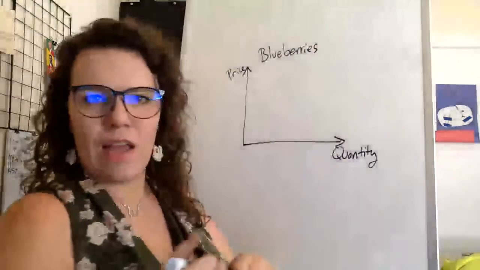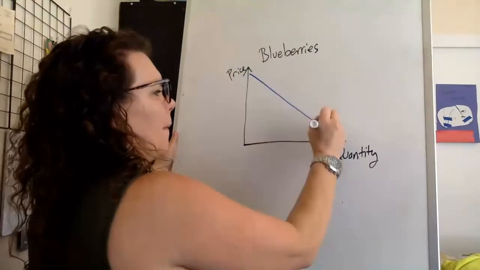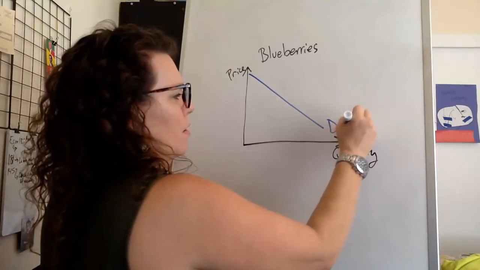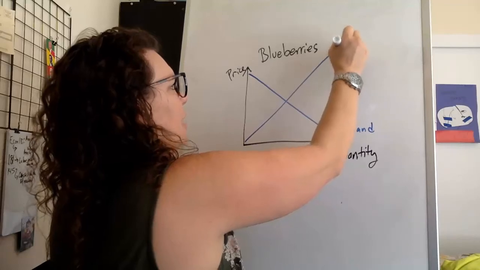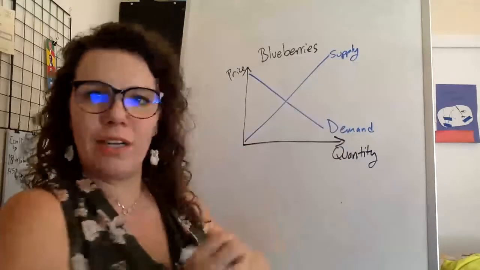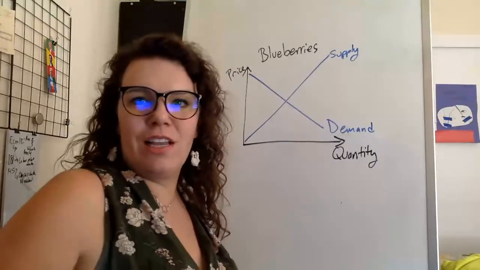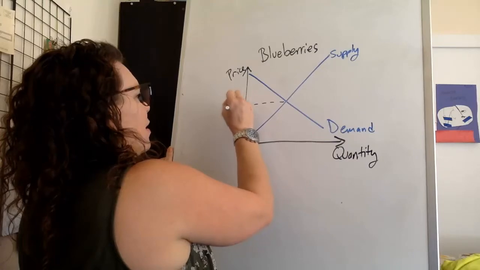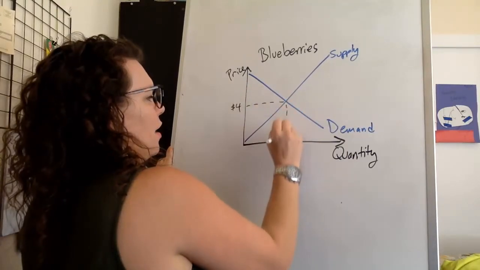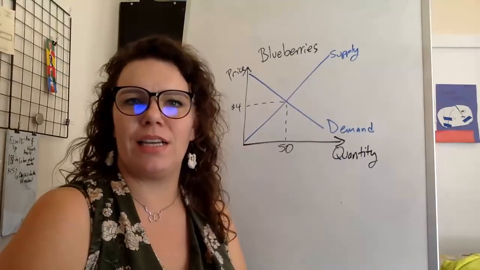And then I've got my supply curve and my demand curve. And I don't know much about this market. What I do know is my equilibrium, which occurs at a price of $4 and a quantity of 50. So now let's see what happens next.